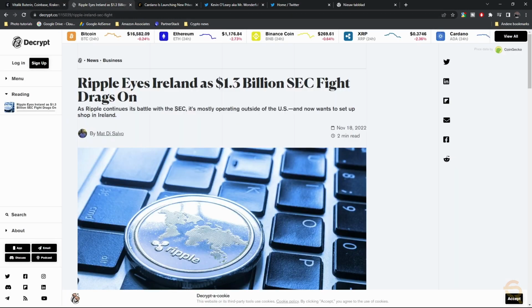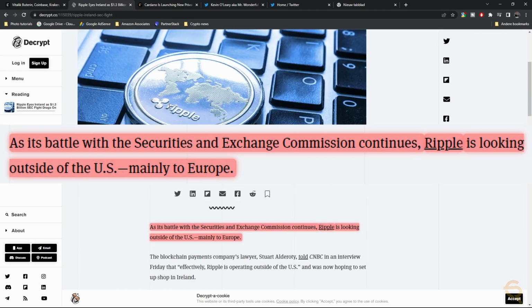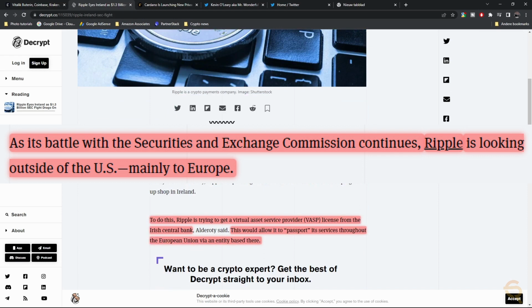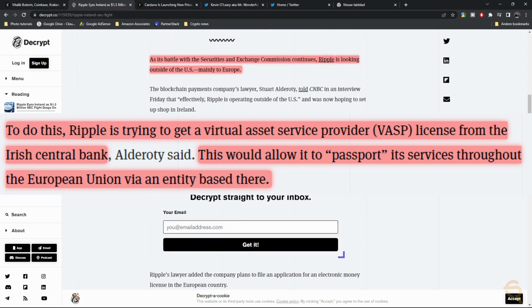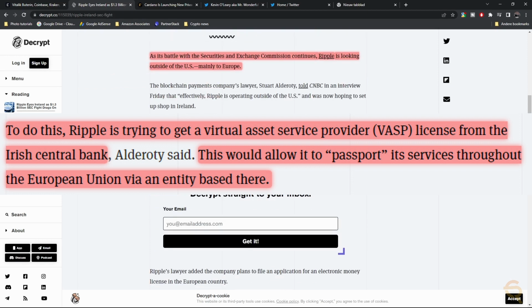Ripple eyes Ireland as 1.3 billion SEC fight drags on. Now, as its battle with the Securities and Exchange Commission, so the SEC, continues, Ripple is looking outside of the US, mainly to Europe. And to do this, Ripple is trying to get a virtual asset service provider, so a VASP, license from the Irish Central Bank. This would allow it to passport its services throughout the European Union via an entity based there.